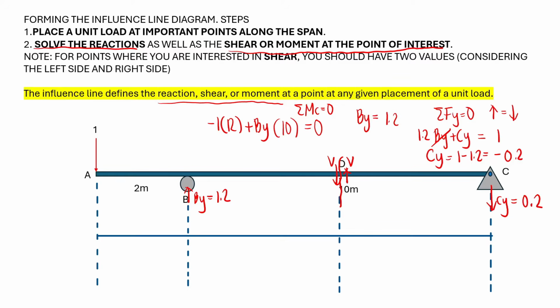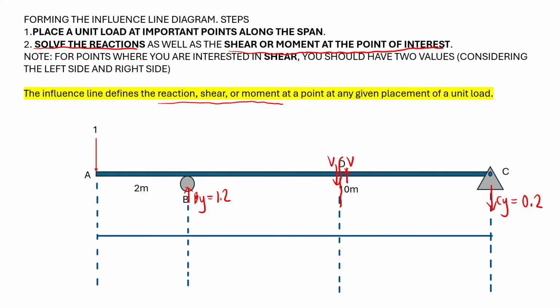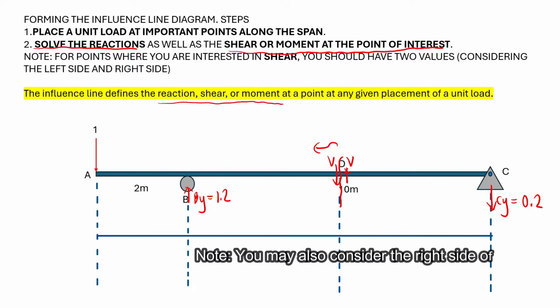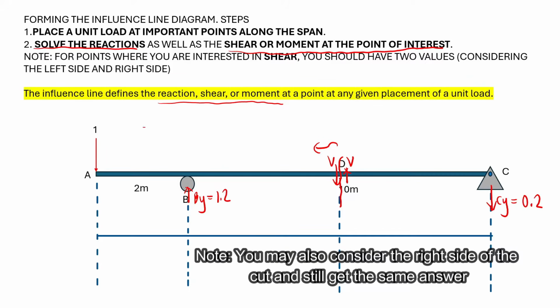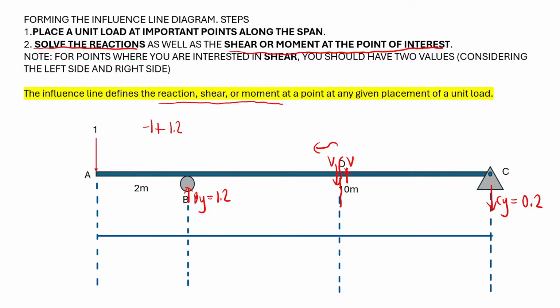Now this will be explained later why. Now let me just erase this one, and then we'll just actually consider the left part of our cut, and then we'll solve the shear force. And so considering the left side, we have minus 1, which is this force, and then plus 1.2, and then we have this downward shear force. So this is minus V, and then since we want to maintain equilibrium, this should be equal to 0.